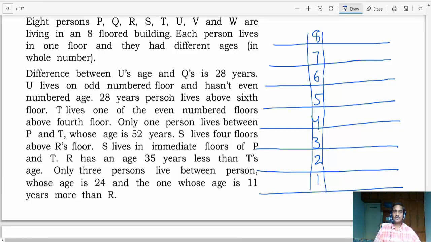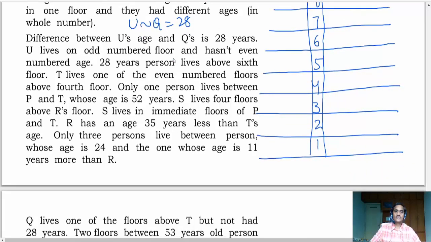Difference between U and Q is 28. The age difference between U and Q is 28, in any order. Maybe U is elder or Q can be elder. U lives on an odd number floor, and at the same time doesn't have an even number age. Now this U has an odd age. Lives on an odd floor, age also an odd number.